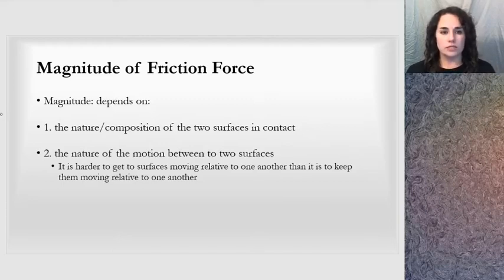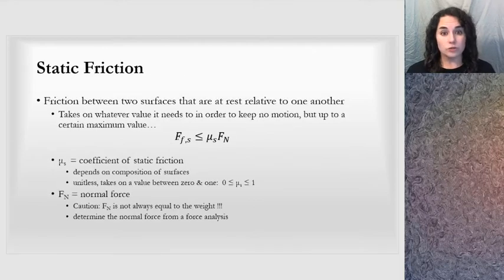So let's get into some details about how to calculate the actual magnitude of friction force. When I look at the static friction force, the magnitude will take on whatever value it needs to be in order to keep no motion, but up to a certain value, a maximum value. And notice that's represented in the equation here. It's an inequality. It's not an equal sign, it's an inequality. And that's expressing that it can take on some value below a maximum value all the way up to a maximum value.